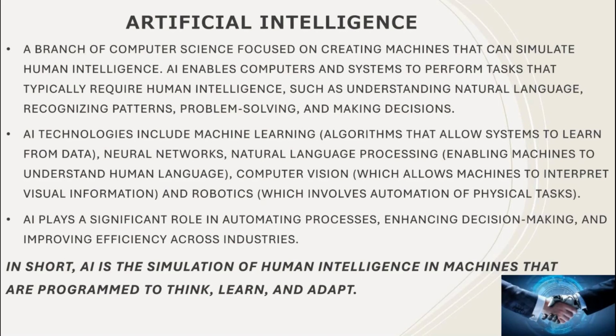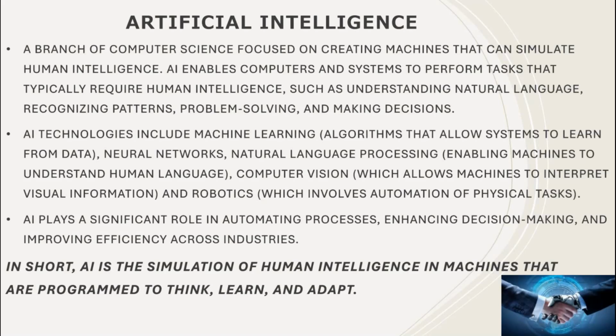So AI technologies include machine learning, algorithms that allow systems to learn from data; neural networks and natural language processing, enabling machines to understand human language; computer vision, which allows machines to interpret visual information. So now you can actually search through videos and images as well. Instead of just searching on Google by text, you can copy and paste an image, and that can find similar images for you. And robotics, of course, which involves automation of physical tasks.